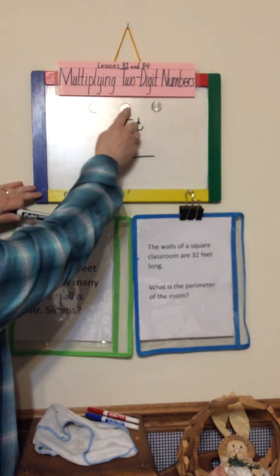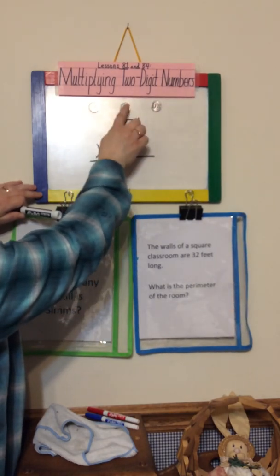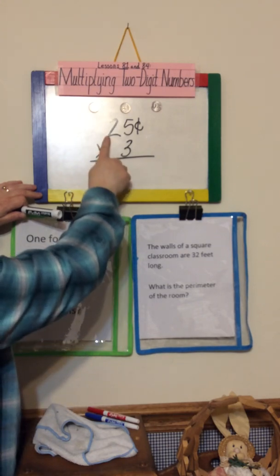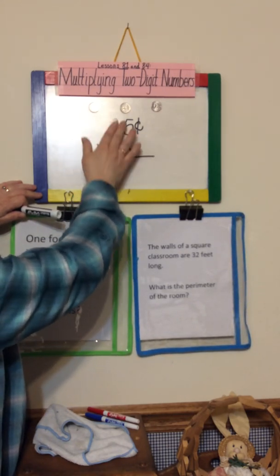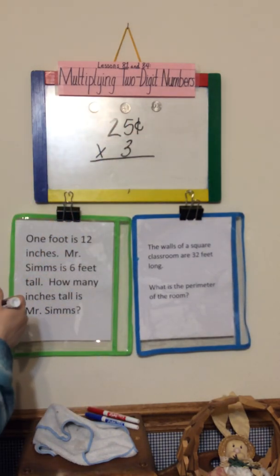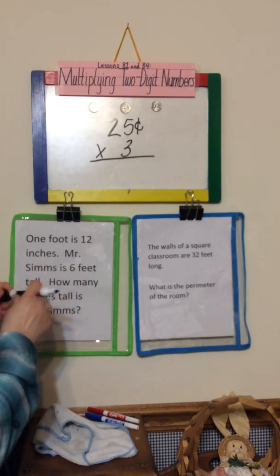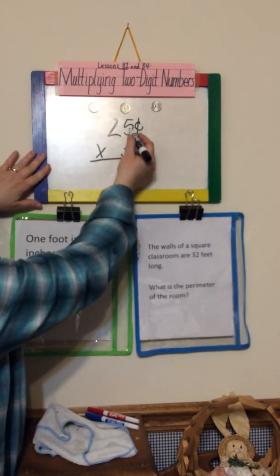And right here I have 3 quarters. I want to make sure they don't fall off. 1, 2, 3. Remember, a quarter is worth 25 cents. So of course we could just add up 25 cents 3 times, or we can multiply to figure out how much money it is. So in order to multiply a two-digit number, we first do the ones.